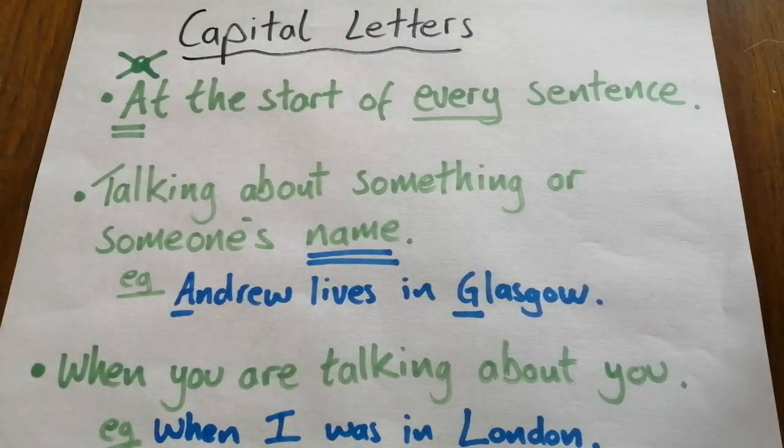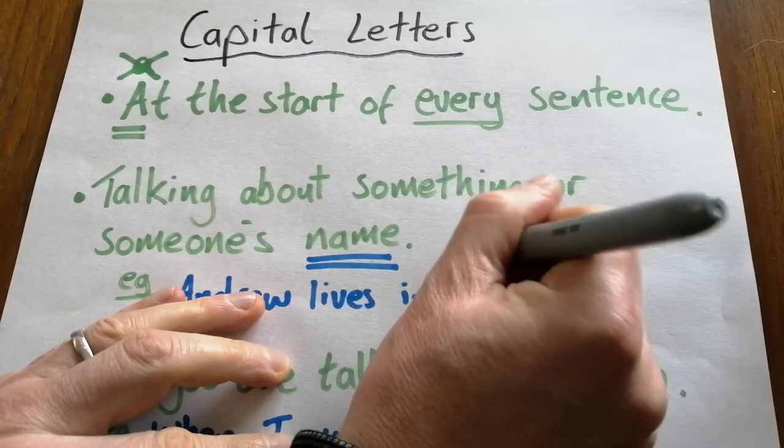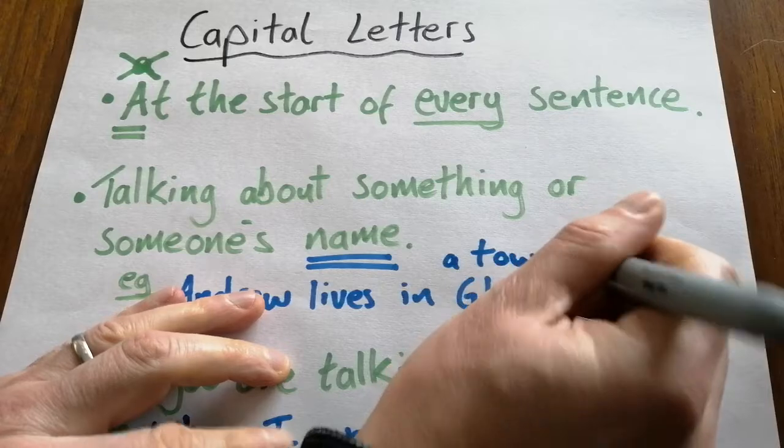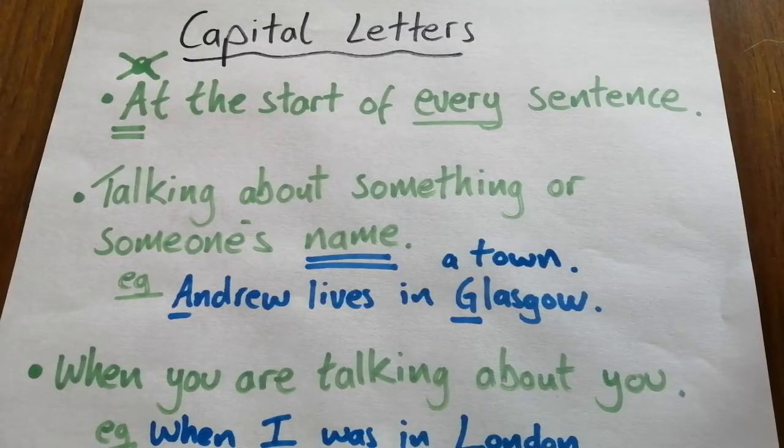It's a capital A. They go at the start of every sentence, but they don't just go at the start of every sentence. You also use them when you're talking about something or someone's name. For example, Andrew gets a capital A because it's his name, and he lives in Glasgow. Glasgow gets a capital G because it is the name of a place. If you just said Andrew lives in a town, then town wouldn't get a capital letter, but because Glasgow is the name of that place, it does get a capital letter.